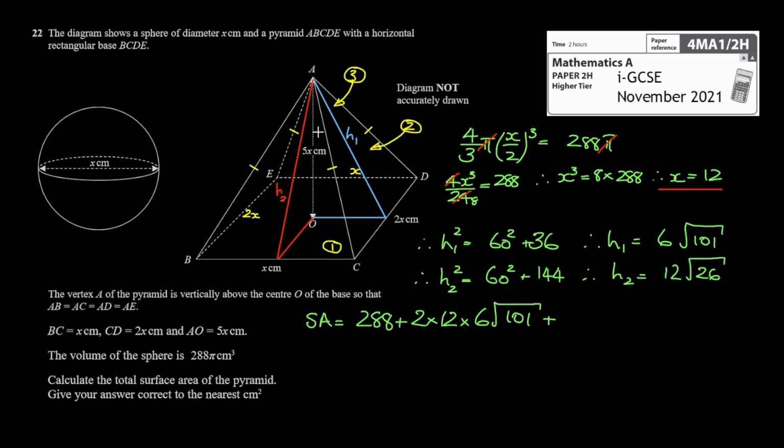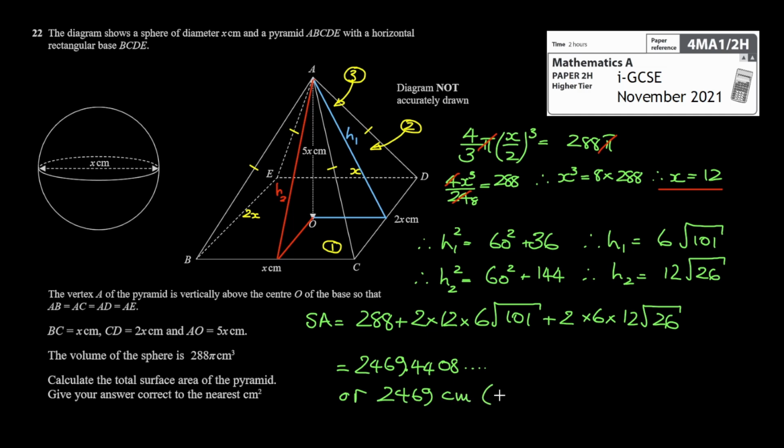Plus, now the other faces, so this is the red face and the back face as well, so this is again 2 of them, half the base, which is 6, times the other height, which is 12 root 26, which is equal to 2469.4408. On it goes, and they want it to the nearest centimetre, or 2469 centimetres, and that's to the nearest centimetre. And that's your answer.